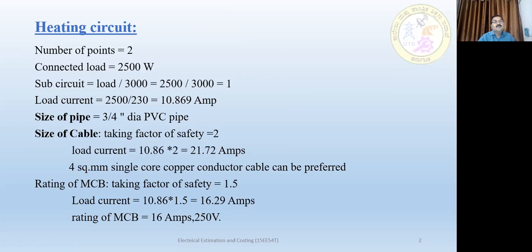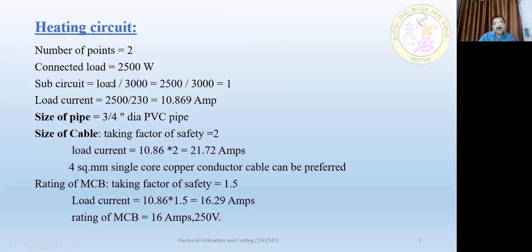Now we have to calculate the subcircuits. We know the connected load. So subcircuits can be calculated by dividing the connected load by 3000 watts. This is because each heating subcircuit can have a maximum of 3000 watts or 2 points. Now we have 2 points, so we can take one subcircuit.